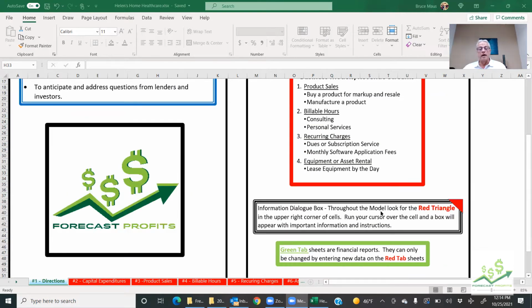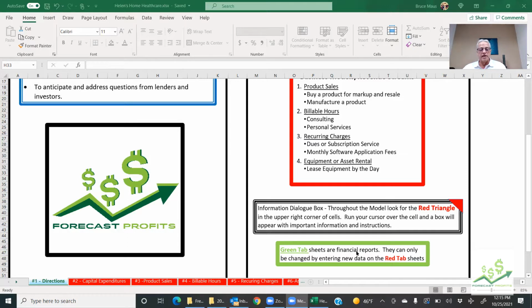Next, on the spreadsheets, you will often see a red triangle in the upper right-hand corner of a cell. Drag your cursor over the cell, and a definition will appear or important instructions on what to enter in that cell. Finally, the green tab sheets display your projected financial statements monthly, quarterly, and annually.